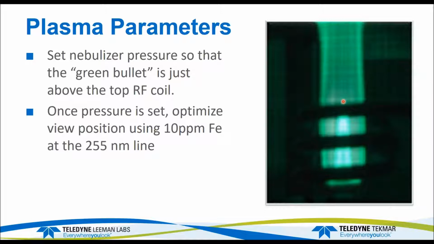Then once I have the pressure set, I'll optimize the view position, and we have a mirror on the system, which we call a source mirror. We'll optimize the horizontal and vertical positions using a 10 ppm iron at the 259 line. That's a typo on the slide. There is no 255 line. There should be 259 line. And that's sort of standard for us. We've always used iron to do that. And that'll give you a good compromise operating height in the plasma.